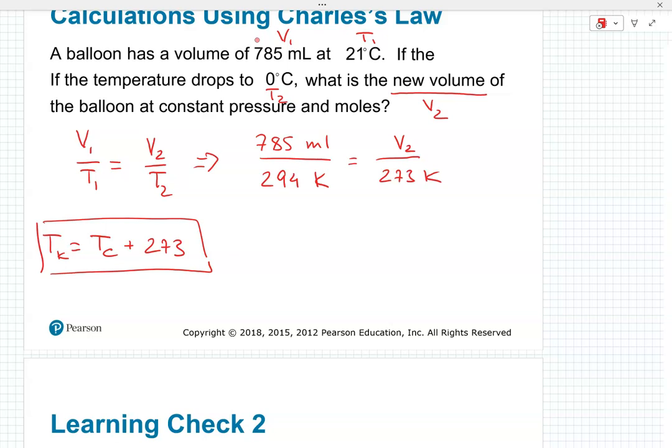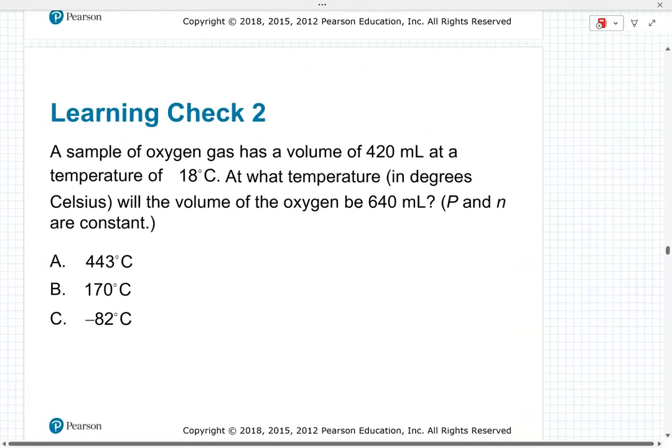This is another important thing to remember. Hear me out. So this means that if the temperature decreases, the volume decreases as well. Does that make sense? So if you do the calculations and this answer is lower than 785, it makes sense. But if it's greater, something went wrong with the calculations. Does that make sense to you? Okay.